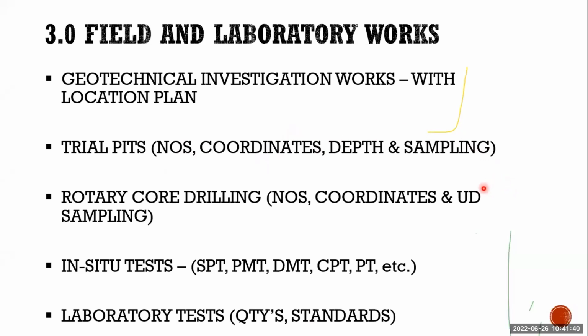Mr. Karthik already explained how to sample and how to label as a record. We have to mention it in the report. Even for rotary core drilling, we mention what type of drilling rig, either auger type or rotary type, how many core holes we drilled, and the coordinates and locations of the core holes. UD sampling is undisturbed sampling, which you can use for triaxial testing, consolidation or any other testing. You can use undisturbed samples.